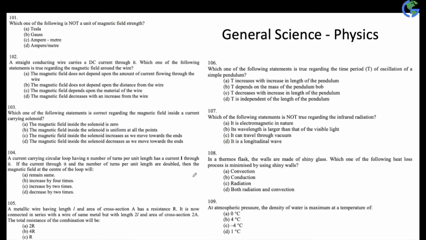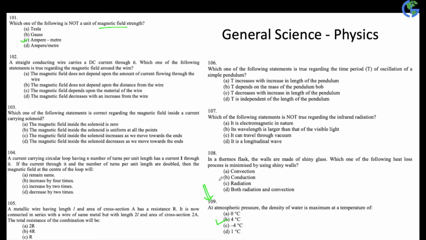Now if you go to the physics section also, the question is very direct, right? Which one of the following is not a magnetic field strength? Tesla, Gauss, ampere per meter, these all are magnetic field strength. Ampere meter is not a unit of magnetic field. So the questions come directly, right? Like this question, which most geology students will be able to solve: at atmospheric pressure the density of water is maximum at, it is 4 degrees Celsius.